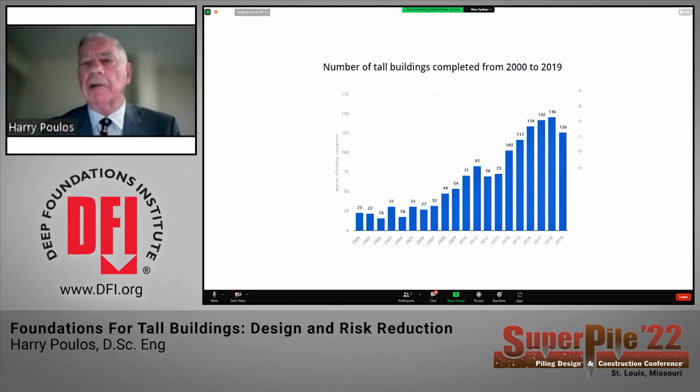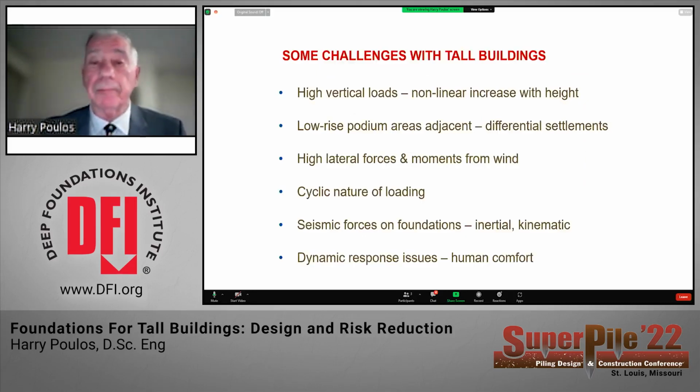I think we're all aware of the fact that over the past 2 decades or so, there's been a dramatic increase in the number of tall buildings completed, and with the occasional little dip, we see that typically now there's something of the order of 100 to 150 tall buildings completed every year. So these are major structures, and they involve major challenges in the design of foundations for them.